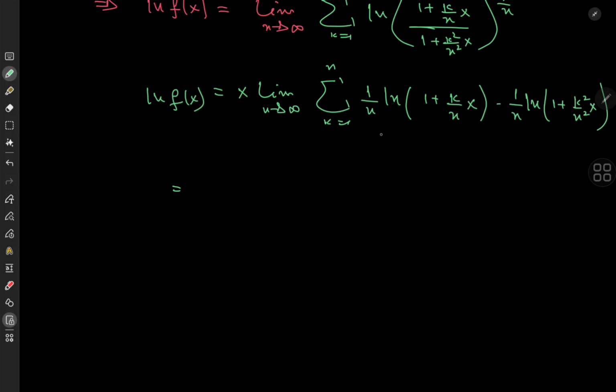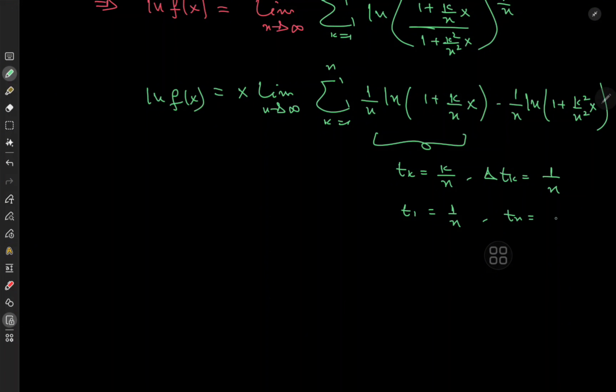So notice that if I narrow my focus down on this term and write t sub k as k over n, and del t sub k would be k plus 1 over n minus k over n, so that does sort out to 1 over n, and my t sub 1 is equal to 1 over n, and t sub n is equal to n over n, which is 1.